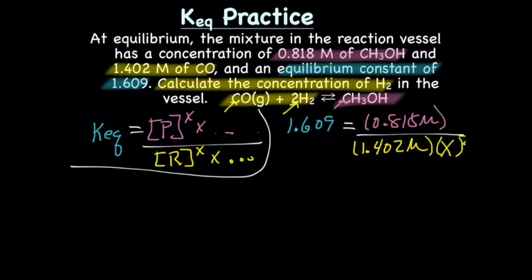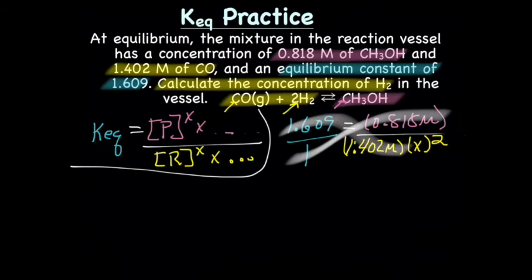Oh, and that squared won't fit. Let's see if I can make this fit. Okay. 1.402 times X squared. All right. If I were you, what I would do is put 1.609 over 1, because that's basically the same thing, the same number, right? And so then you can cross multiply.